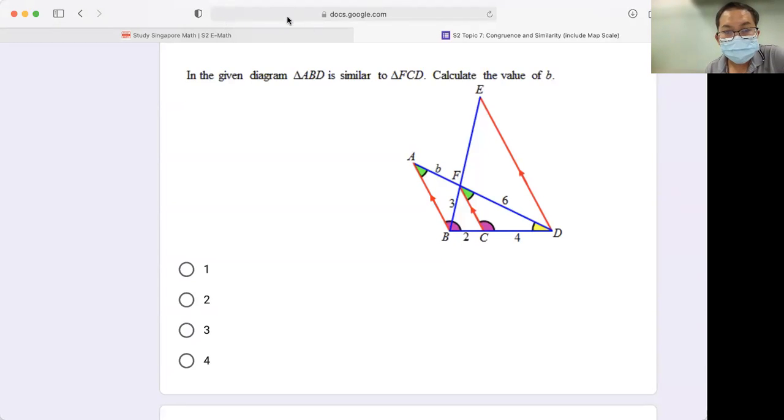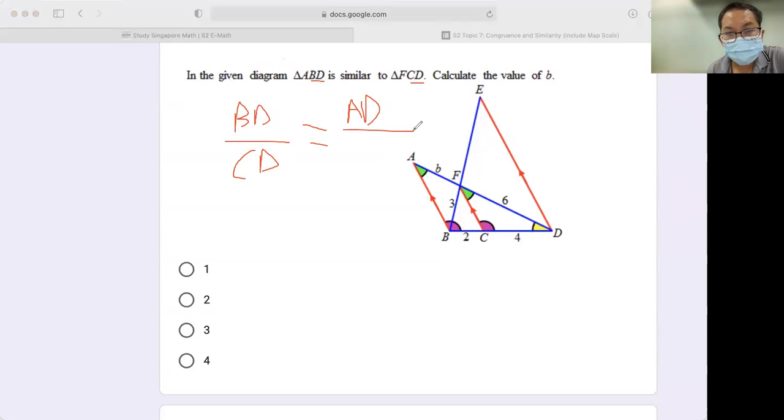Okay, so I will show you how to do this question. So they want the b. To find the b first, we need to know one pair of sides that has value. So we can have BD and CD. Yeah, perfect. So BD over CD with the value. Then equal, they want the b, b involves AD. So let's use AD, so AD, the order corresponds to FD.